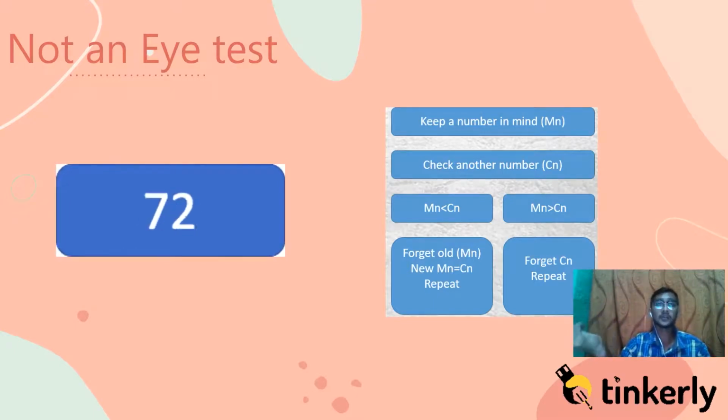Here is the solution. The solution is a step by step process. So what's the process? You have to follow the first number, then keep in mind the second number. You have to compare less than, greater than. Then finally you get your biggest number. So this is all about this activity.